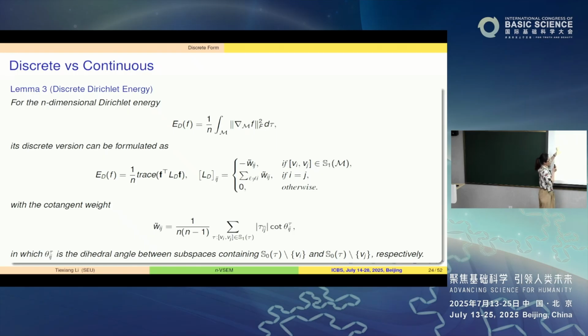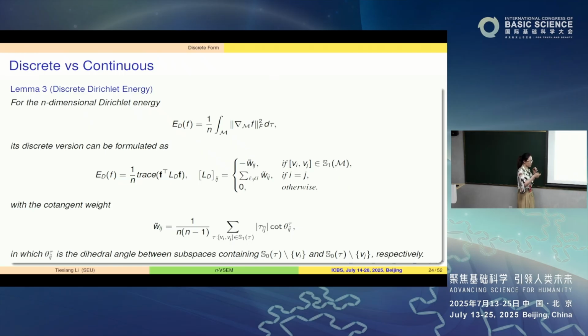Like the structure energy, we can define the Dirichlet energy in this way. This is a continuous version, and then its discrete version can be formulated in this way. Here the Laplacian matrix L_D is defined by the w tilde, and here the w tilde is defined in this way. For the Dirichlet energy, there is no factor here.